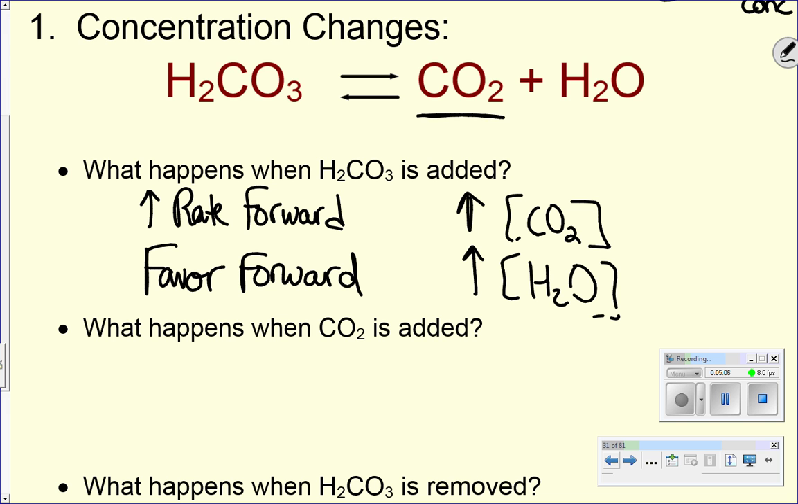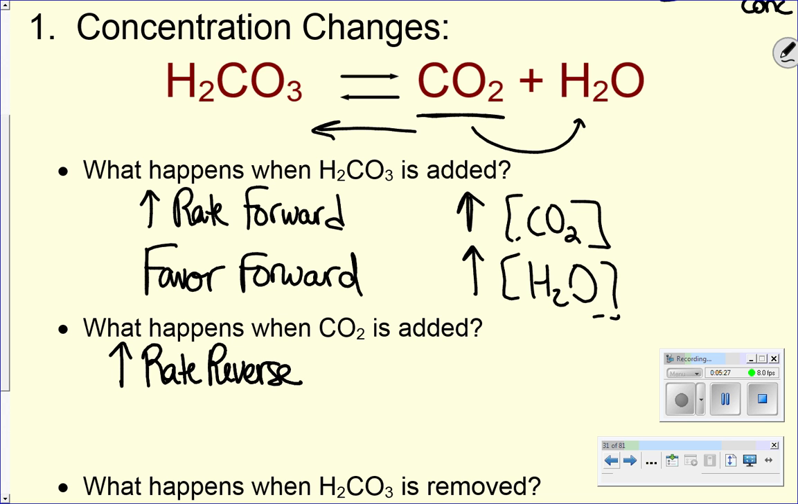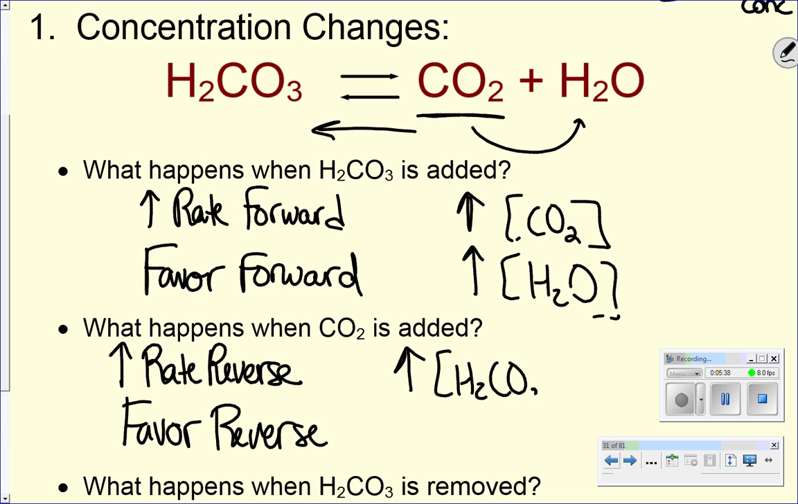So if I were to add CO2 here, this is not going to affect the rate at which H2CO3 breaks down. Instead, I'm going to have more CO2 able to bump into H2O and therefore cause more collisions. So they're going to collide more, driving my reaction this way. So this is going to increase the rate of the reverse reaction, or in other words, favor the reverse reaction. I am therefore going to have an increase in H2CO3.